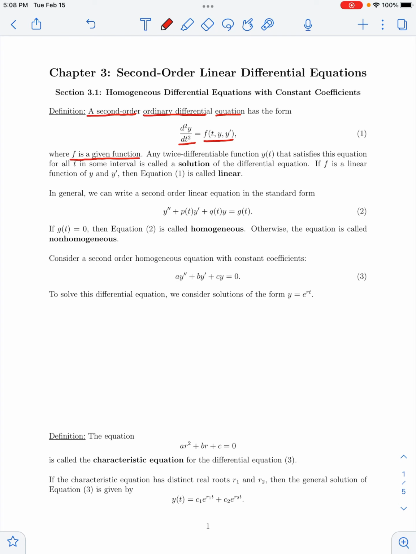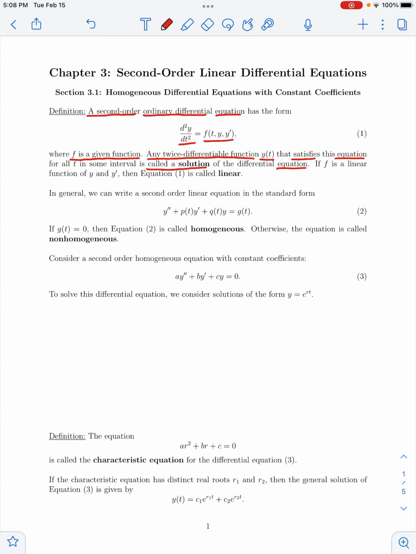So as with our first order equations, we're interested in determining solutions. So what do we mean by a solution? Well, it would be any twice differentiable function, y of t, that satisfies that equation. That would be called a solution of this differential equation.